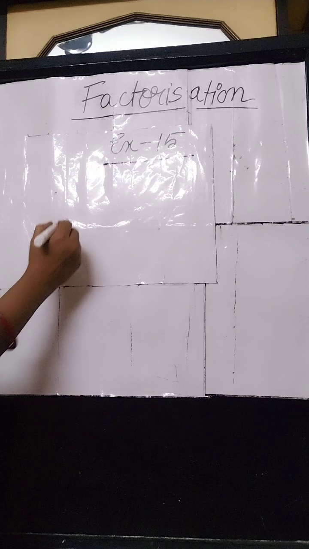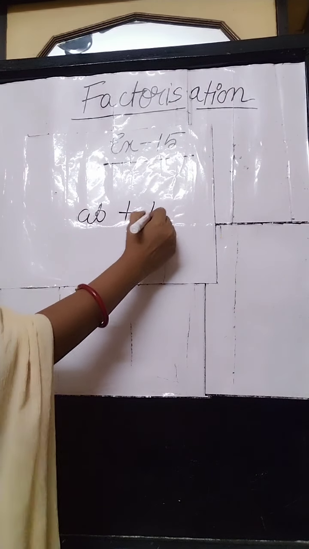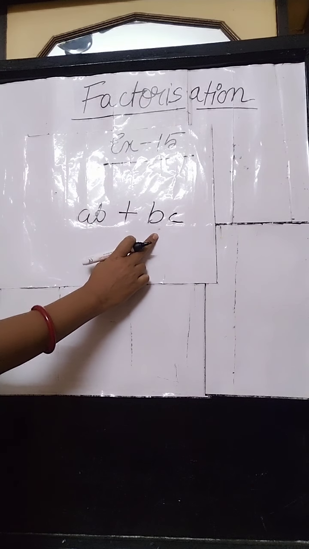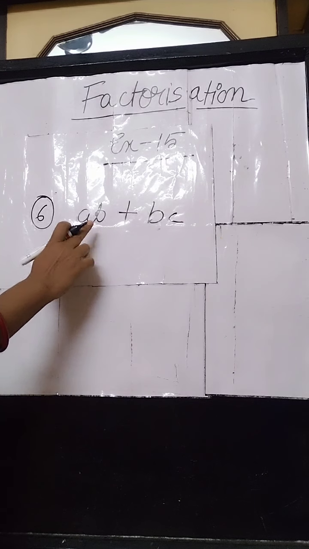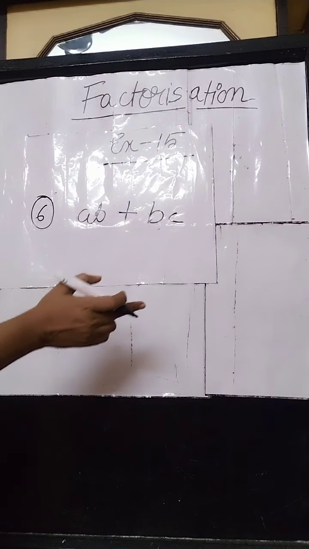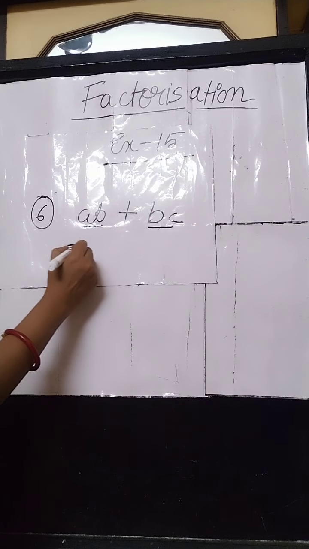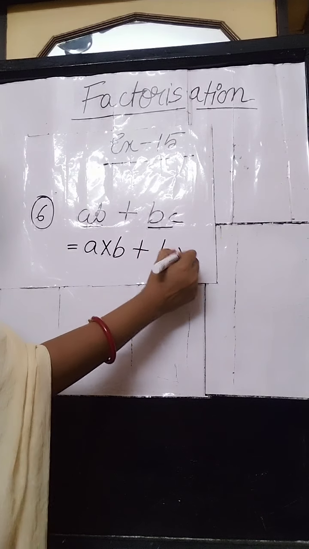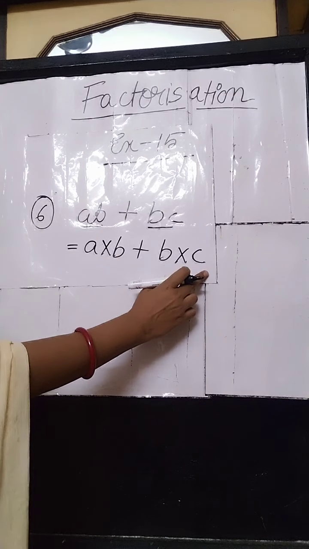Suppose you are given a simple sum like AB plus BC. That means A into B plus B into C. This is given in sum number 6. If we break these expressions individually, we are getting A into B plus B into C.